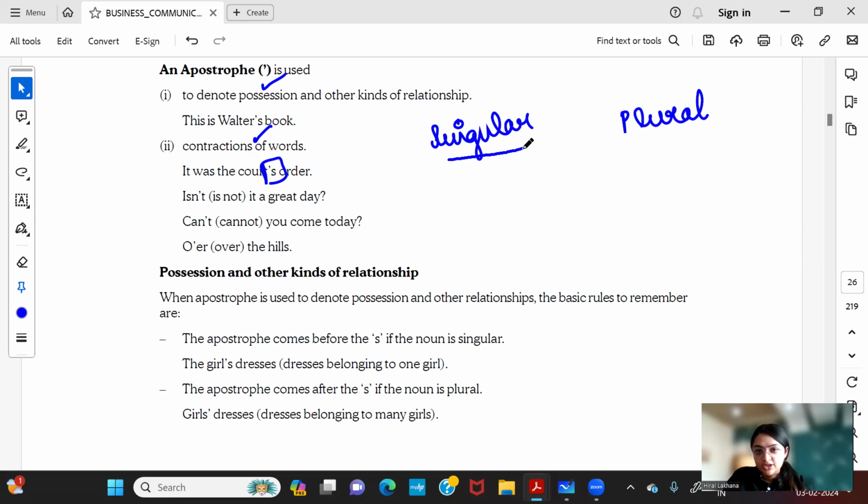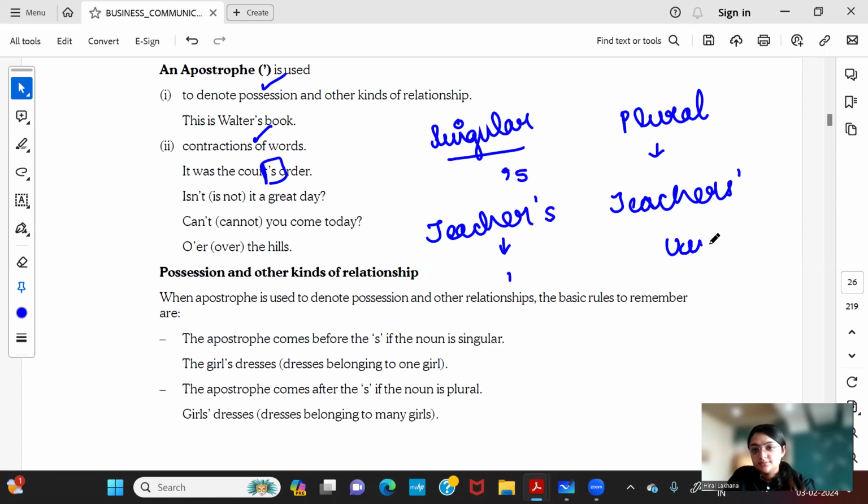So in the case of singular, we will use the apostrophe before the S. If we are saying that was the teacher's book, this indicates that it is for one particular teacher. Whereas if we are saying that was the teachers' union, it indicates that this union belongs to all the teachers. So what we have done here is use the apostrophe after the S. Depending on the situation, if it is singular, we will add the apostrophe before the S. And if it is plural, we will add the apostrophe after the entire word has ended.